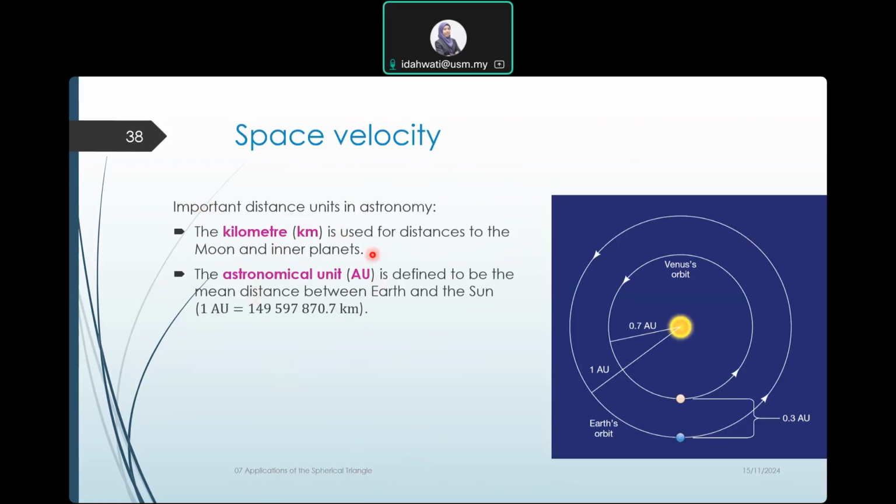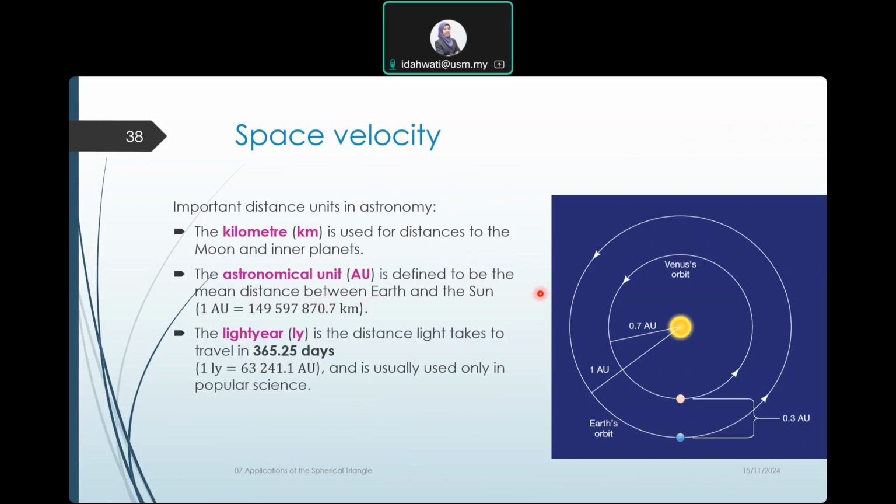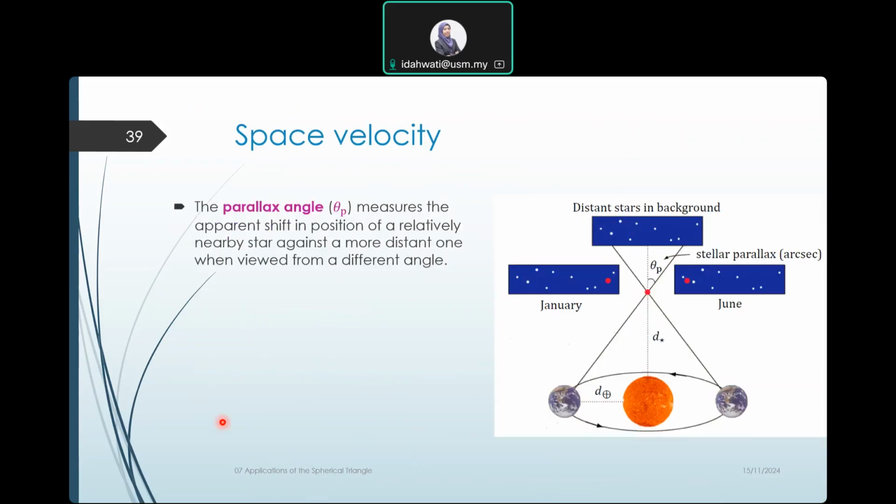First is a kilometer, and then AU, the astronomical unit, which is defined as the distance between Earth and the Sun. And also the light year, LY, the distance light takes to travel in 365.25 days. And we should know about the parallax angle, with theta p.